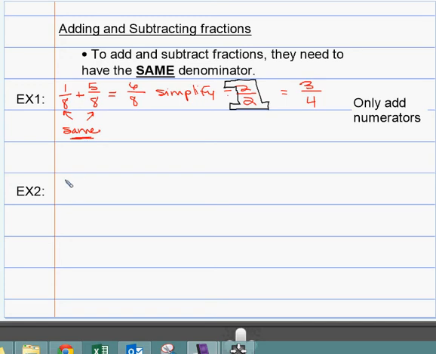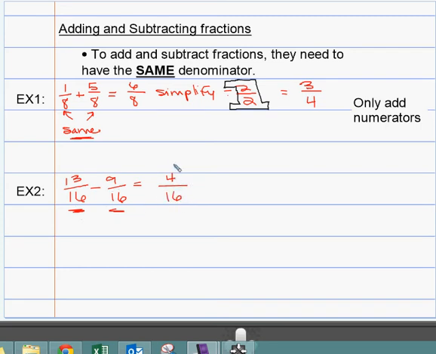Okay, we're going to do another example. We're going to subtract, and I have 13/16, and I'm going to subtract 9/16 from that. Same thing, our denominators have to be the same. So 13 minus 9 is 4. Leave the denominator alone.